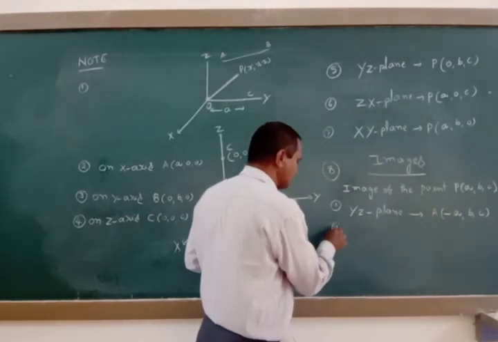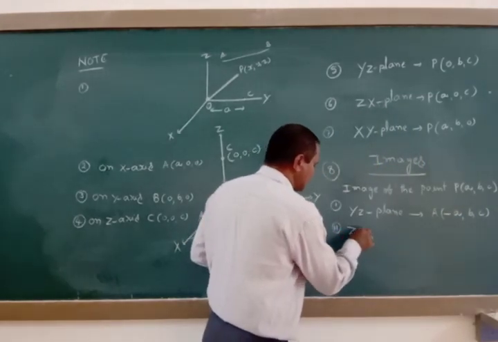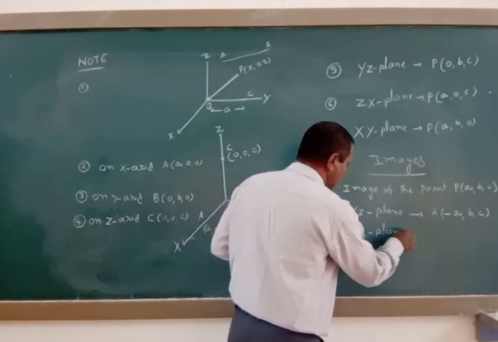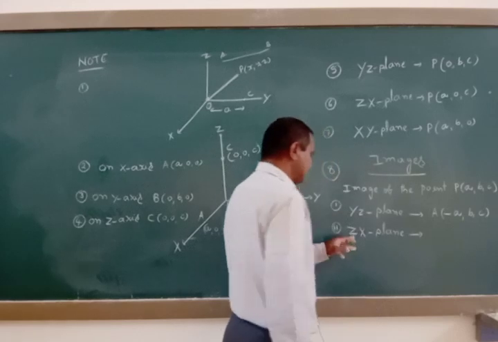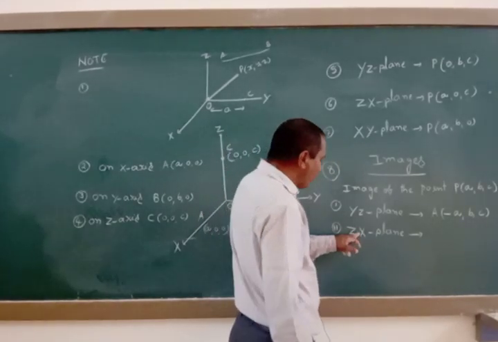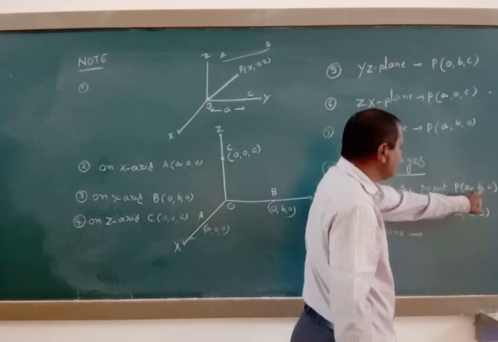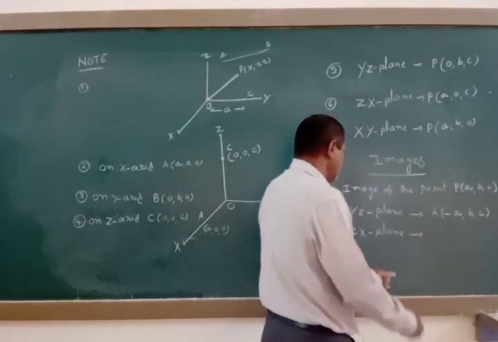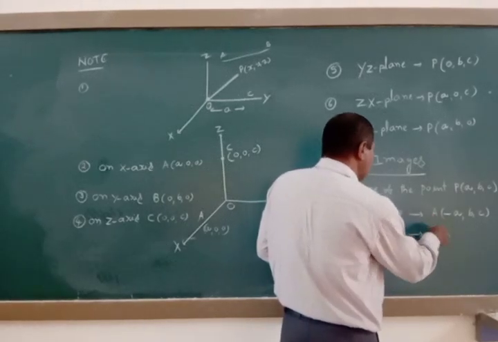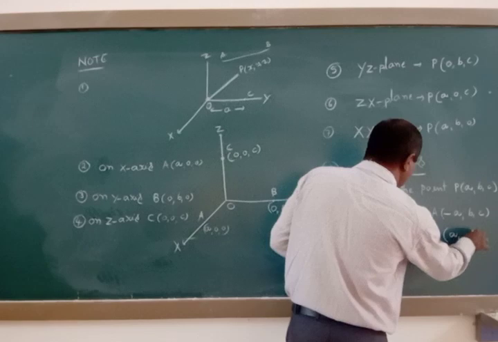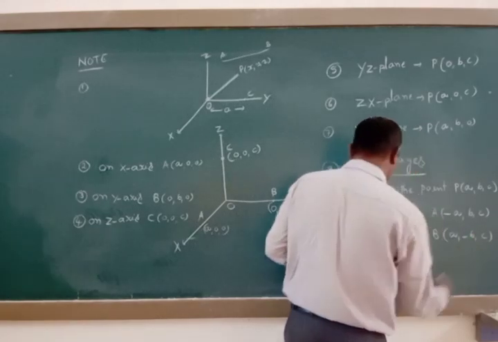Second one is the ZX plane. In the ZX plane, we will not get the y term, so we take the opposite sign to the second coordinate of the given point (a, b, c). Then its image in the ZX plane becomes B. We can write it as (a, -b, c).